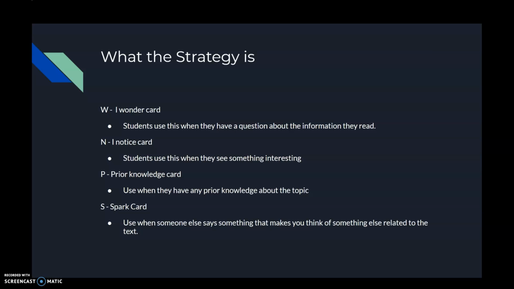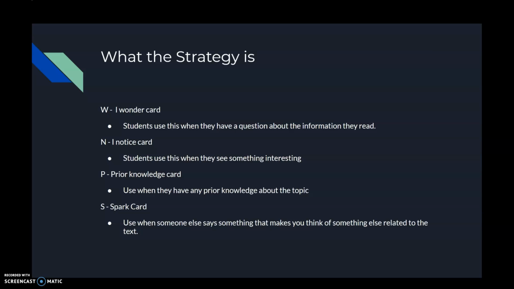So the first card is the W, which is the I wonder card. You guys will use this when you have a question about something you read, something doesn't make sense to you. Then there's the N card, which is the I notice card. You guys will use this when something stood out to you or looked interesting to you, something you had never heard of. You'll hold up that card and share that with the class.